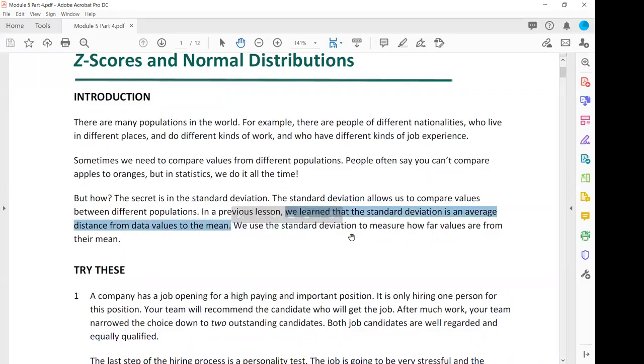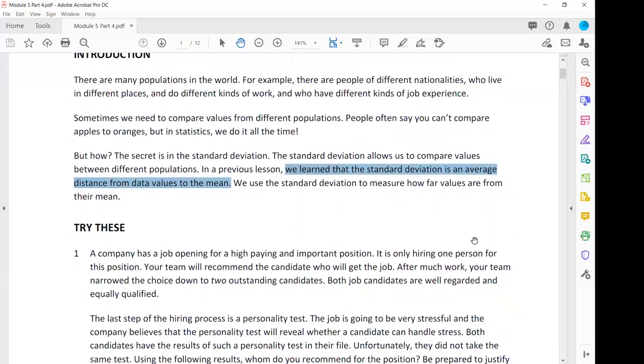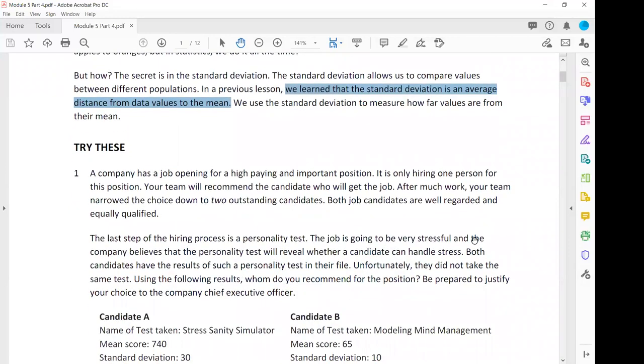We use the standard deviation to measure how far values are from their mean. Let's try these. A company has a job opening for a high-paying and important position. It's only hiring one person for the position. Your team will recommend the candidate who will get the job.